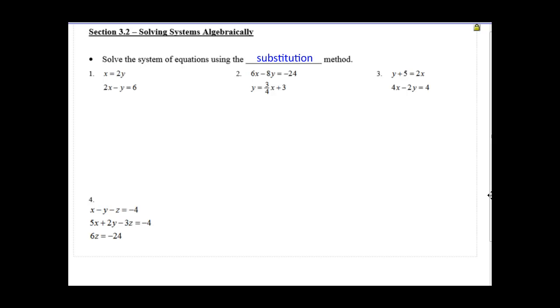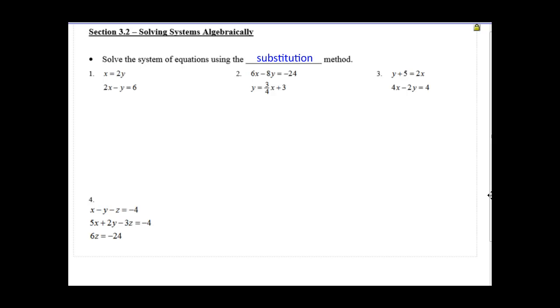So other than graphing, in order to substitute, we have to have one of the variables solved for itself. For instance, in the first equation, notice we have x equals. In the second equation, notice we have y equals 3/4 x. And in the last one, 3, we don't have any. So we're going to have to get one there.